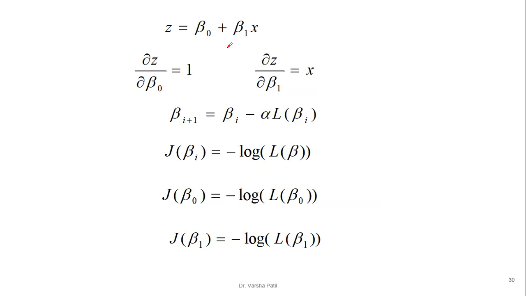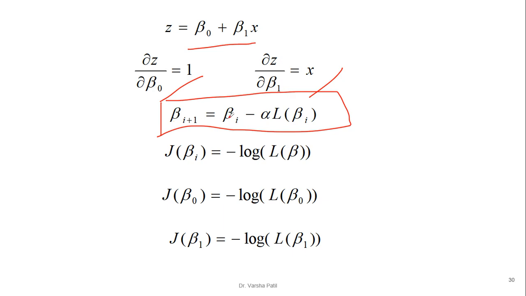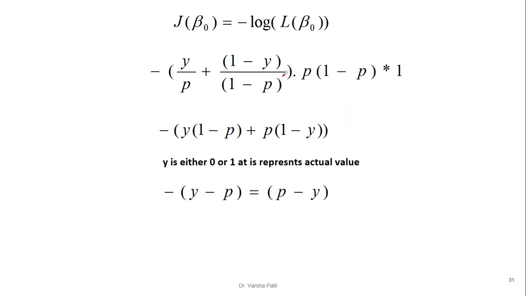Now we take the derivative with respect to z. z is nothing but beta 0 plus beta 1 x. So we take the derivative with respect to beta 0 and with respect to beta 1, which is nothing but 1 and x. So this is our gradient equation, that is, the updated value of the parameter is equal to the current value minus alpha times the gradient of the loss function with respect to beta. Here we are taking it with respect to beta 0 and beta 1. As such there is no difference. For beta 0 it is 1, and for beta 1 only the x value gets multiplied as a coefficient, it is not a parameter.